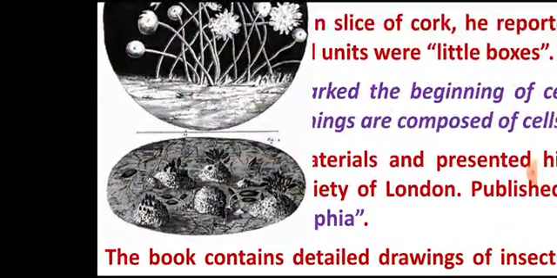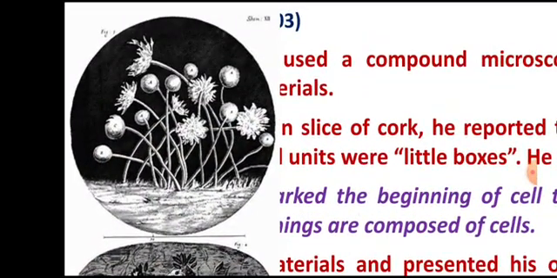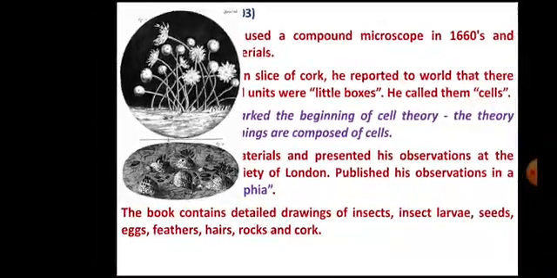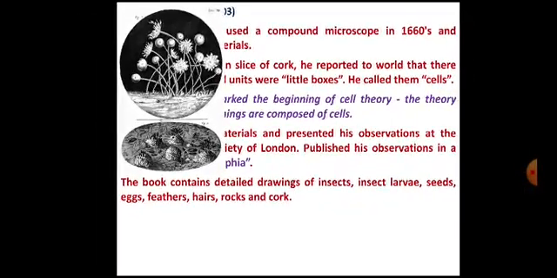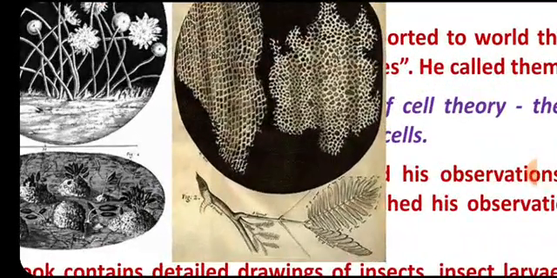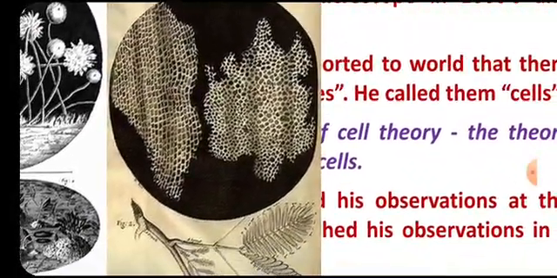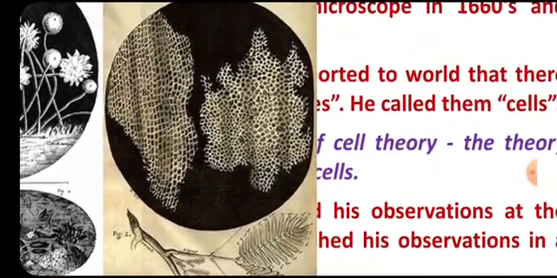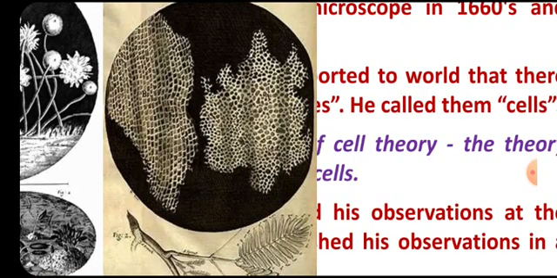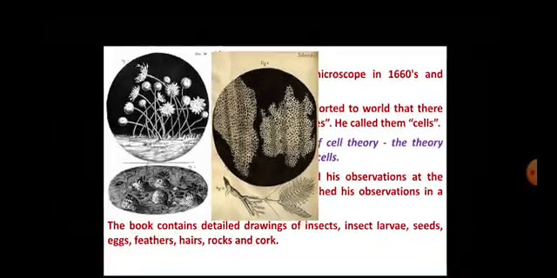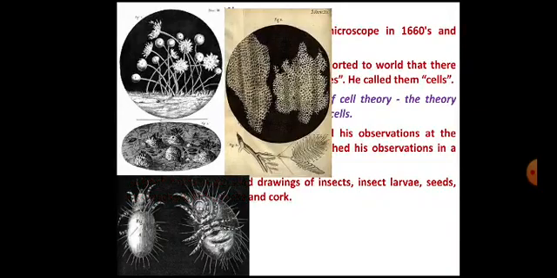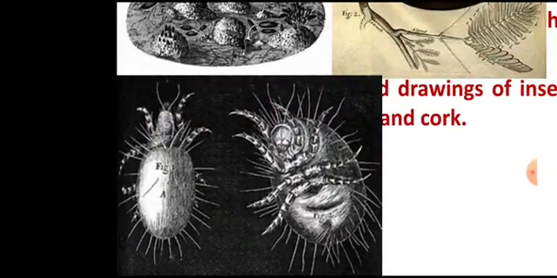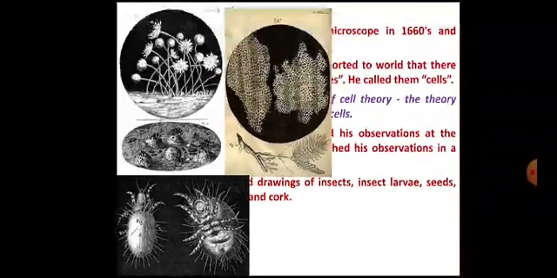So these are the original diagrams. This seems to be a diagram of a fungus like mucor or penicillium. This seems to be a TS of a plant material, where you can see the presence of plant cells, several compartments, and drawings of different insects like tick, mite, etc.